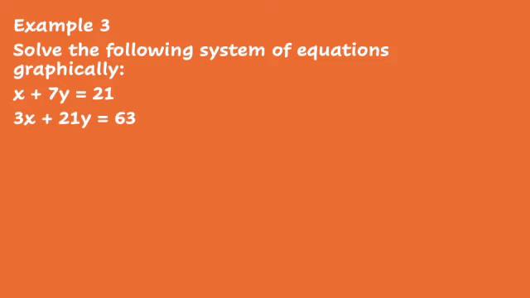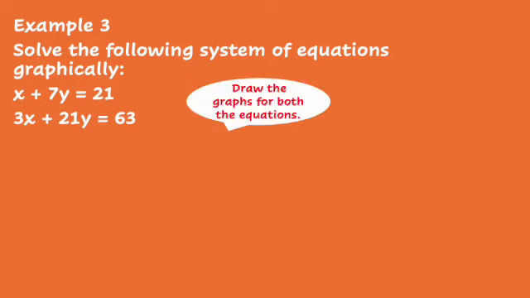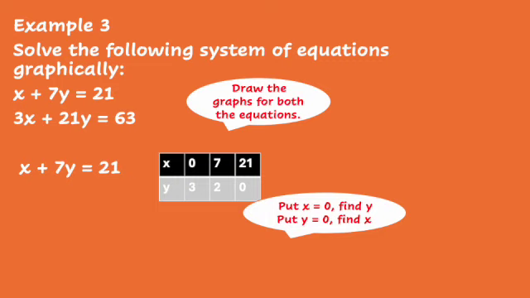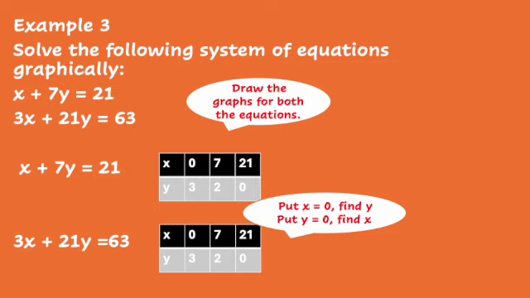In our next example, we have x plus 7y equal to 21, 3x plus 21y equal to 63. So here again we draw the graphs for both the equations. For the first equation, we have this table here where we are keeping x equal to 0 and finding out y, and y equal to 0 and finding out x. In between we take one more value. We apply the same method to the second equation as well. This is the table that we have. Let's have a look at what we get as the graph.